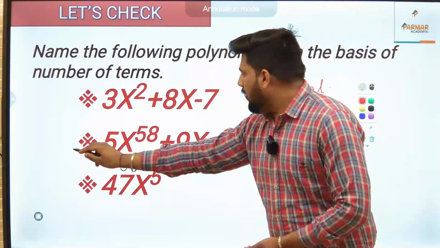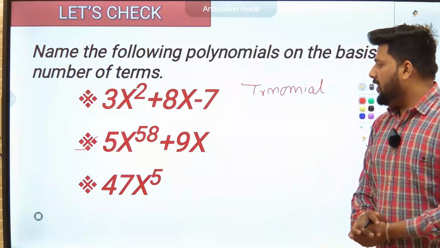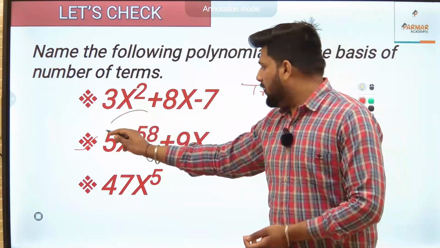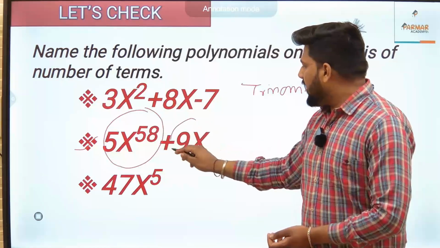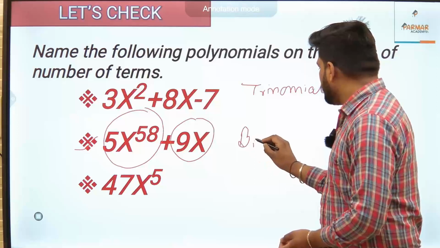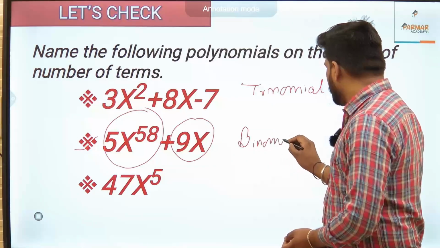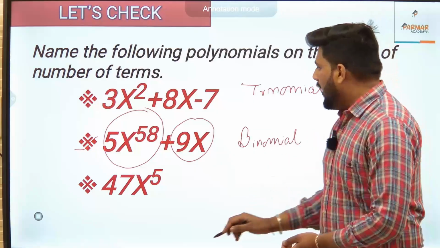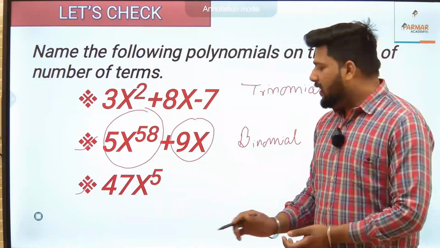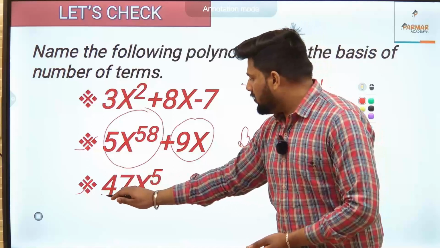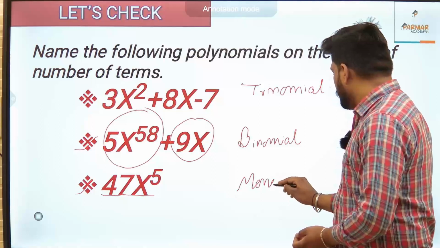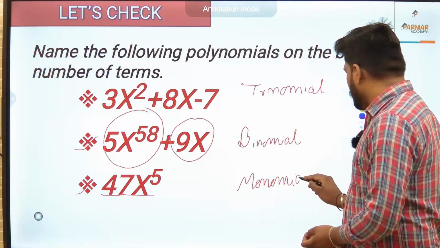The next one is 5x raised to power 58 plus 9x. This polynomial has two terms. The first term is 5x raised to power 58 and the second term is 9x. So this is a binomial. And the last one is 47x raised to power 5. Clearly, this polynomial has only one term, so it is a monomial.